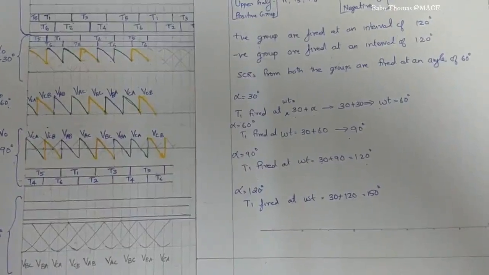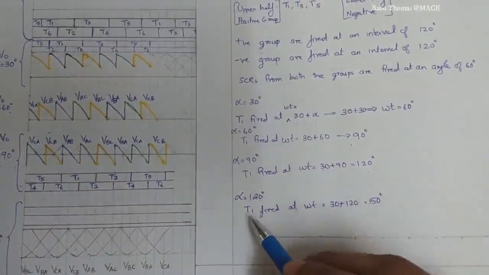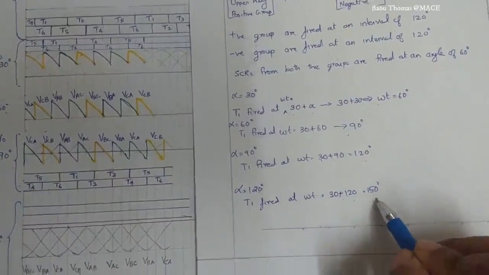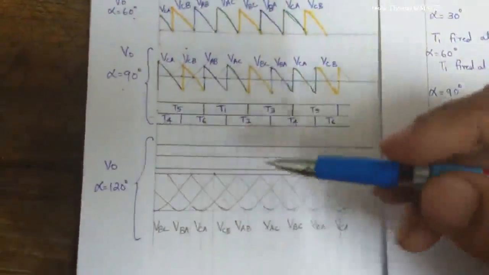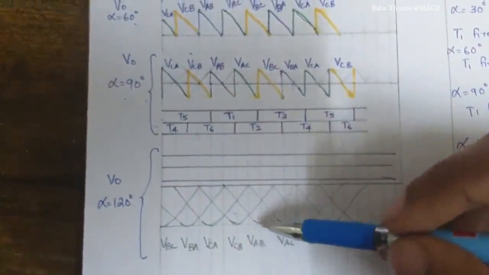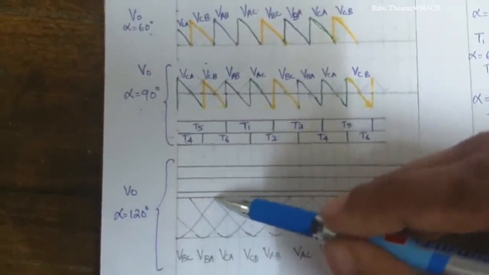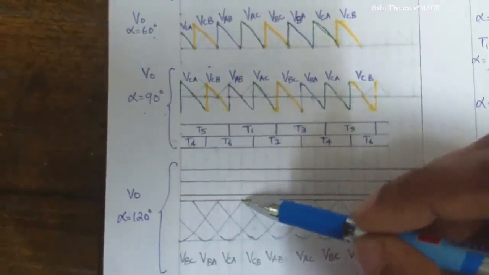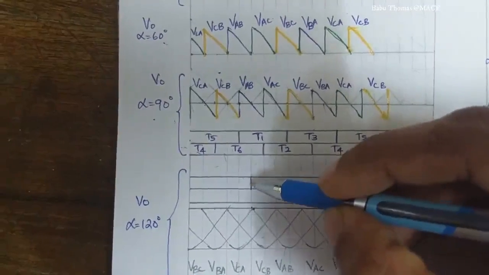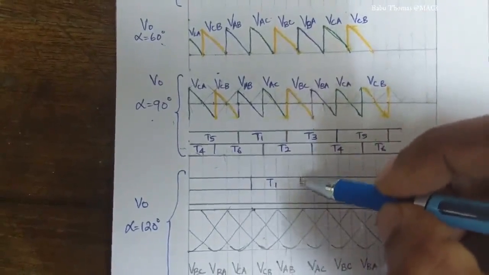Now we are going to find the output voltage for firing angle alpha equal to 120 degrees. That means T1 gets fired at omega t equal to 30 plus 120, which is equal to 150 degrees. So we will see it over here. I have plotted the waveforms and noted them down. So here it is 30, 60, 90, 120 and 150. Here I am going to fire thyristor T1. It will be continuing for 120 degrees.